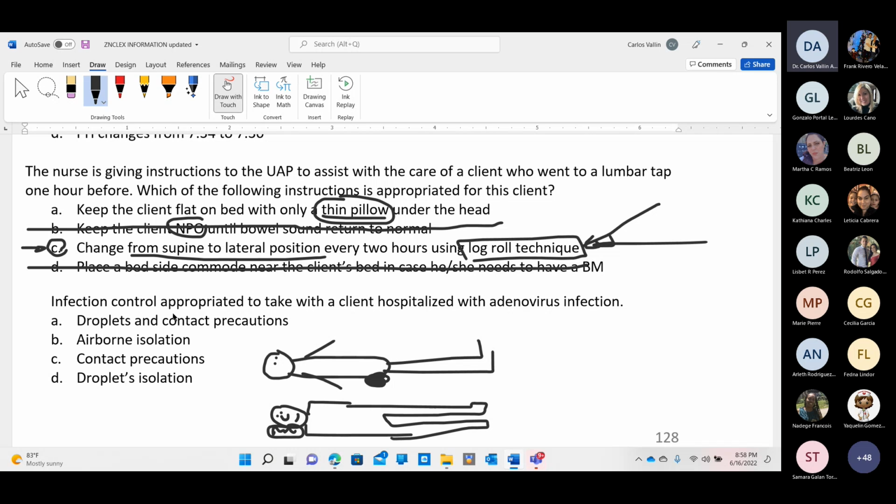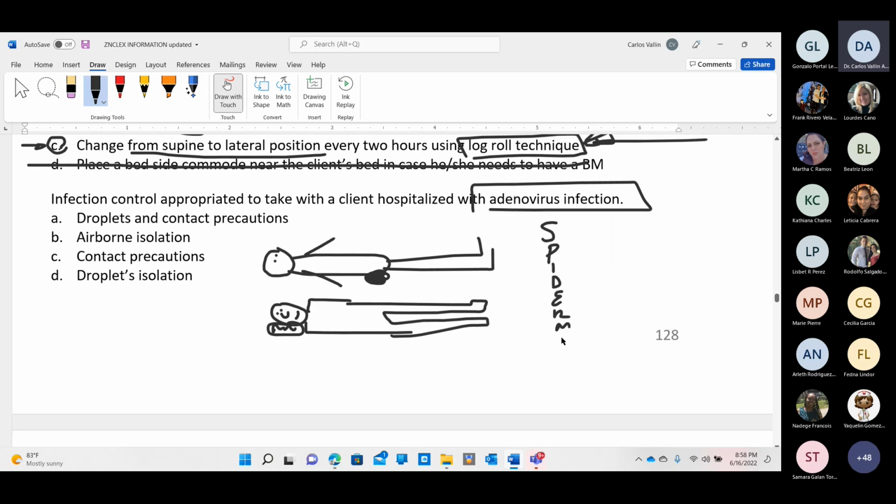Okay, infection control appropriate to take in a client hospitalized with adenovirus infection. They made it difficult. Who knows what SPIDERMAN means? You have to learn it. The last is placed in this position. So, S, streptococcus, strep throat, or scarlet fever. P, pneumonia and pertussis, whooping cough. I, influenza. D, diphtheria. E, epiglottitis.